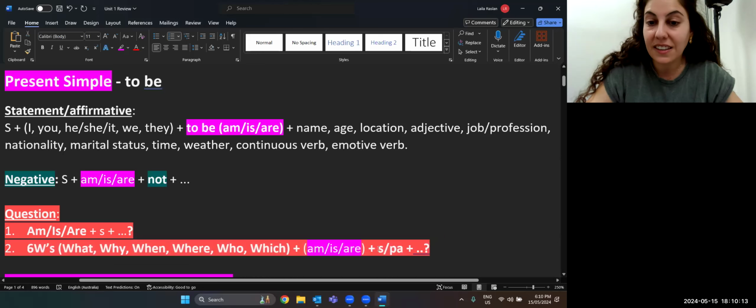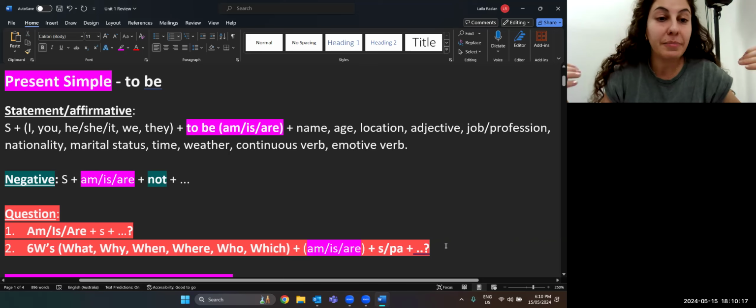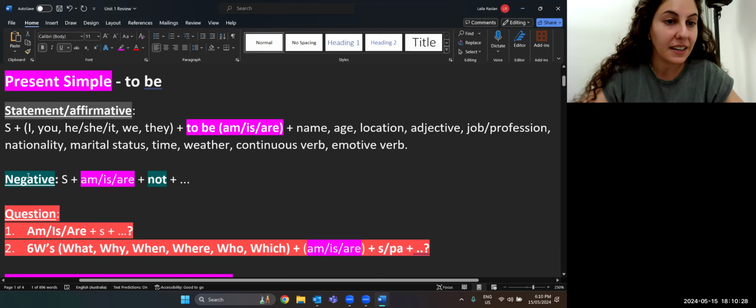verb to be, and then the subject. So you must remember the structure of making these sentences. It has to be exactly in this order. You must follow the structure, if you're making a positive sentence, if you're making a negative sentence, or you're asking a question.